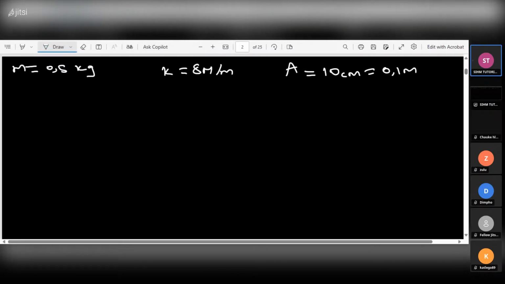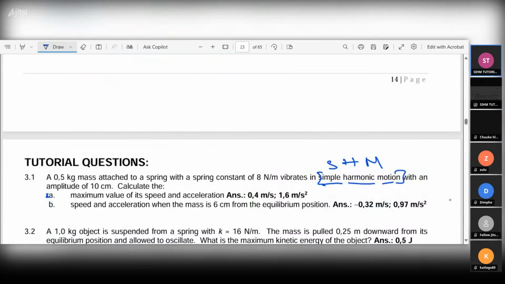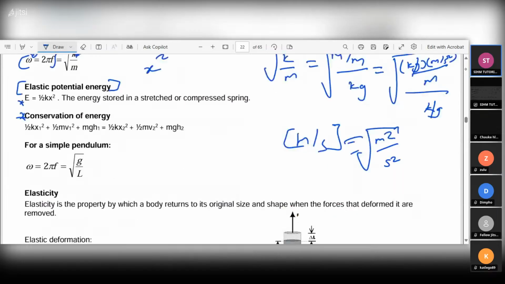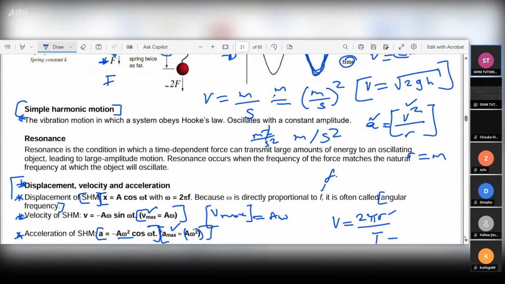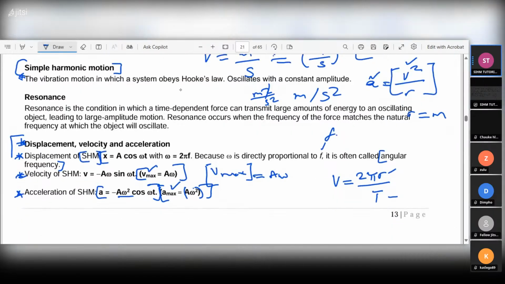So from here, if we can check, we have this A here, A, and then we have A. Also on this part, we have A and then A. So this is our amplitude.